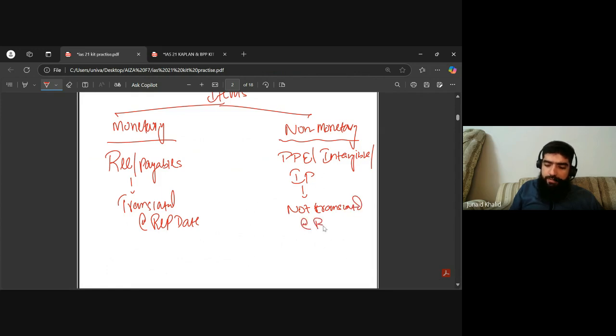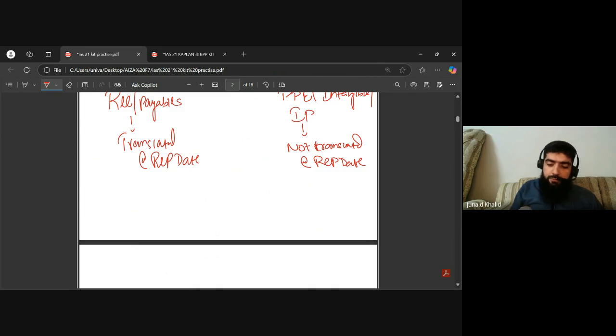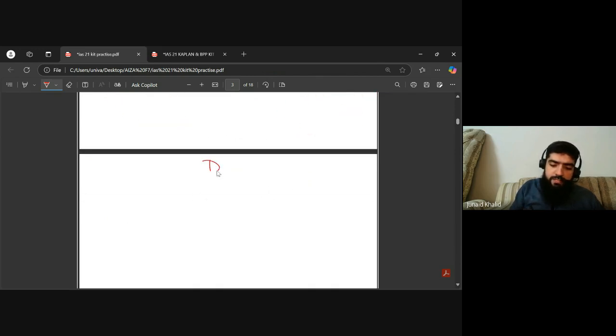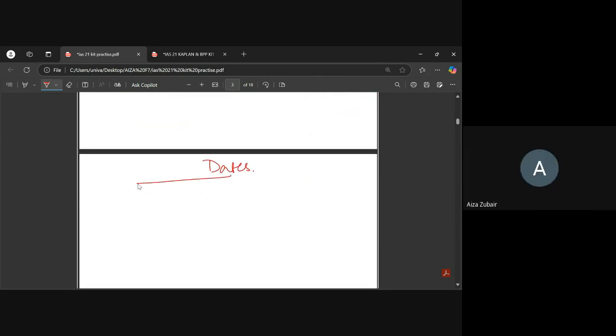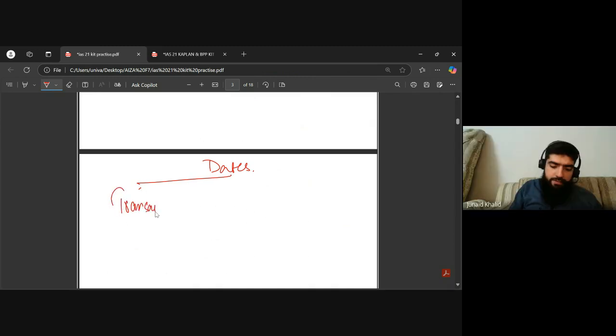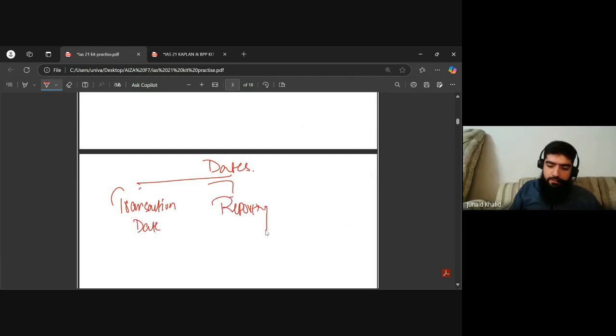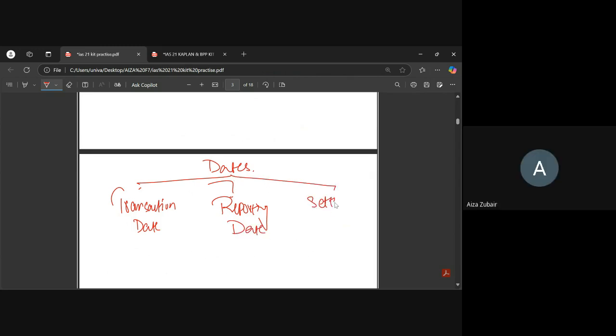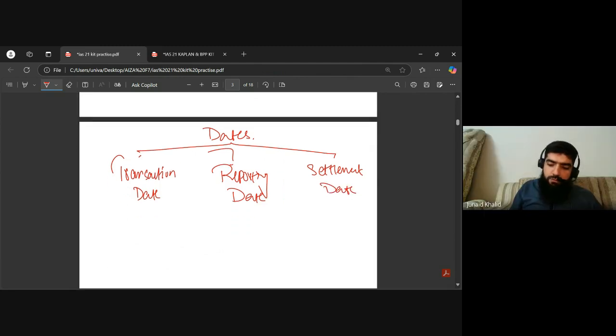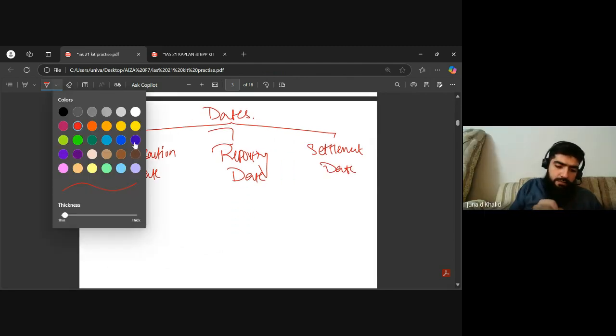Perfect. And you must have learned the rules related to dates. There are three types of dates, right? Yes. The first one is the transaction date. Nice, very good. The second one is the reporting date. Perfect. And the settlement date. Okay, can you please let me know the rules related to all three dates?